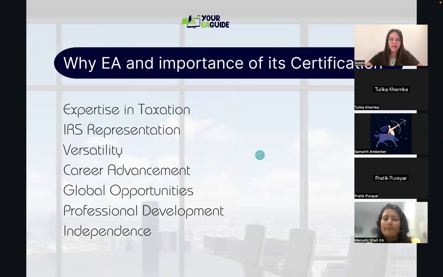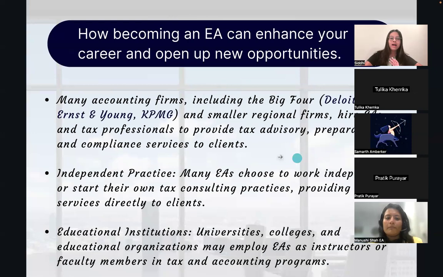Versatility is fine, career advancement, global opportunities you will get. Even if you're sitting in India, you can get an opportunity from the US, Canada, Dubai, anywhere. We have so many clients whose taxation is going to be impacted if they have a business in the US, right? Professional development, obviously you get a credential, and independence: you can easily take up freelancing work once you get your EA certification. So that is one thing.